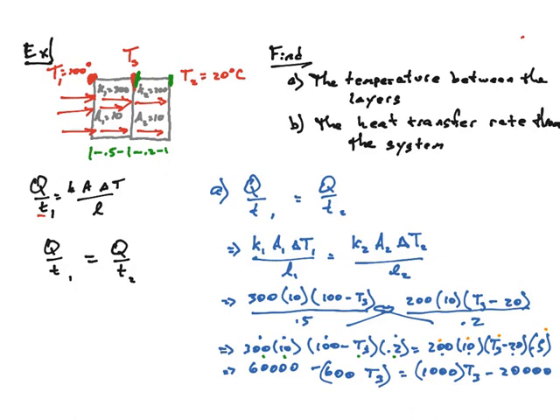All right, so now what do? Collect all the T3 terms on one side, all the numbers on the other. So this gives me 80,000 on the left equals 1,600 T3 on the right. Divide the 80,000 by 1,600, and I get T3 is 50 degrees.